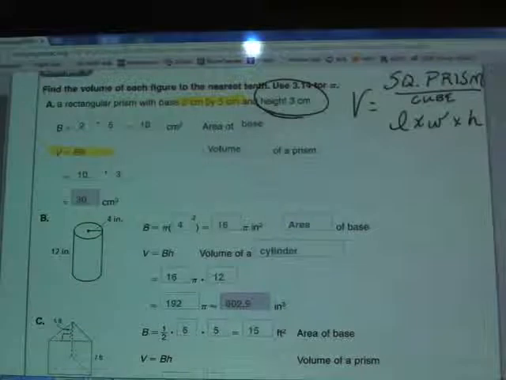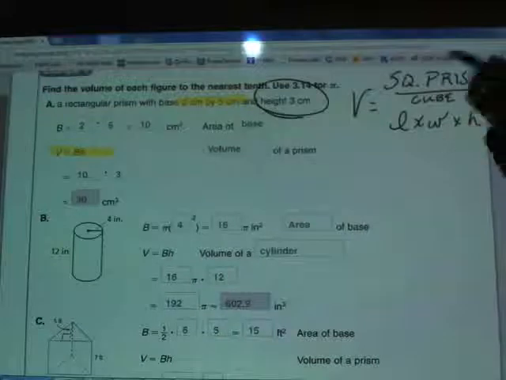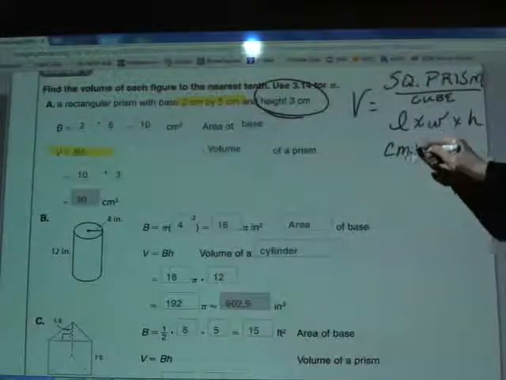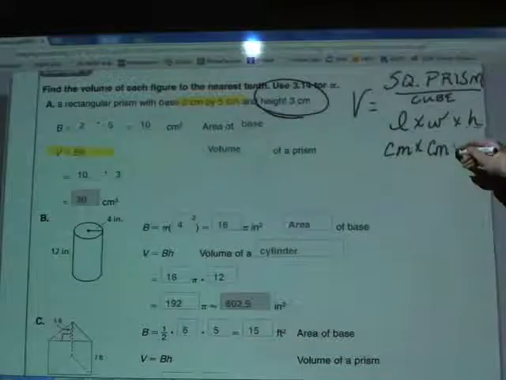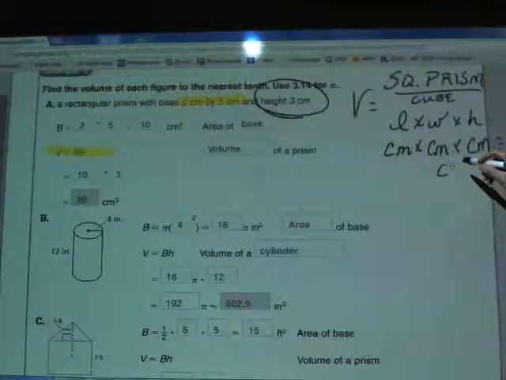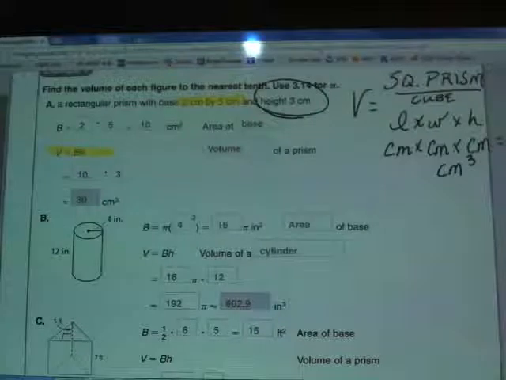Well, each of those things is measured in some unit, all right? Let's say it's centimeters, like this question. So I've got something in centimeters times something in centimeters times something in centimeters. Well, that's how I generate centimeters cubed. Now, if you're sitting there going, well, wait a minute, that doesn't make sense. Why does that make centimeters cubed?